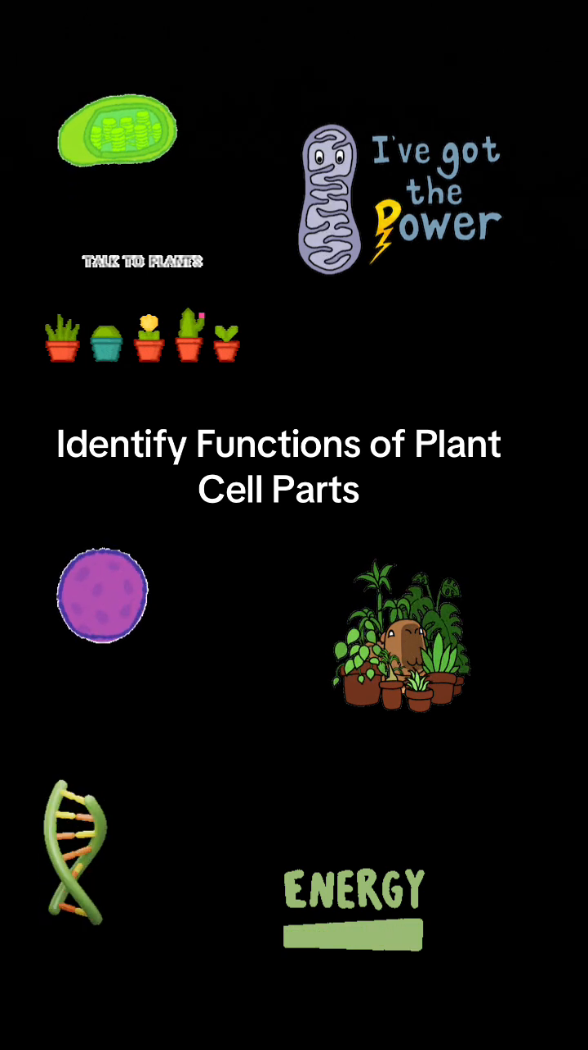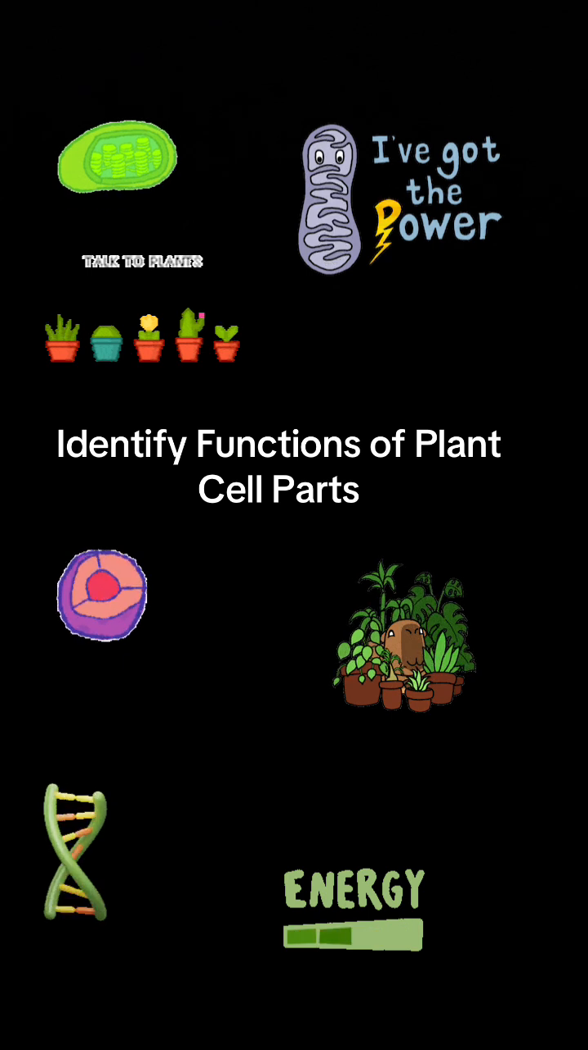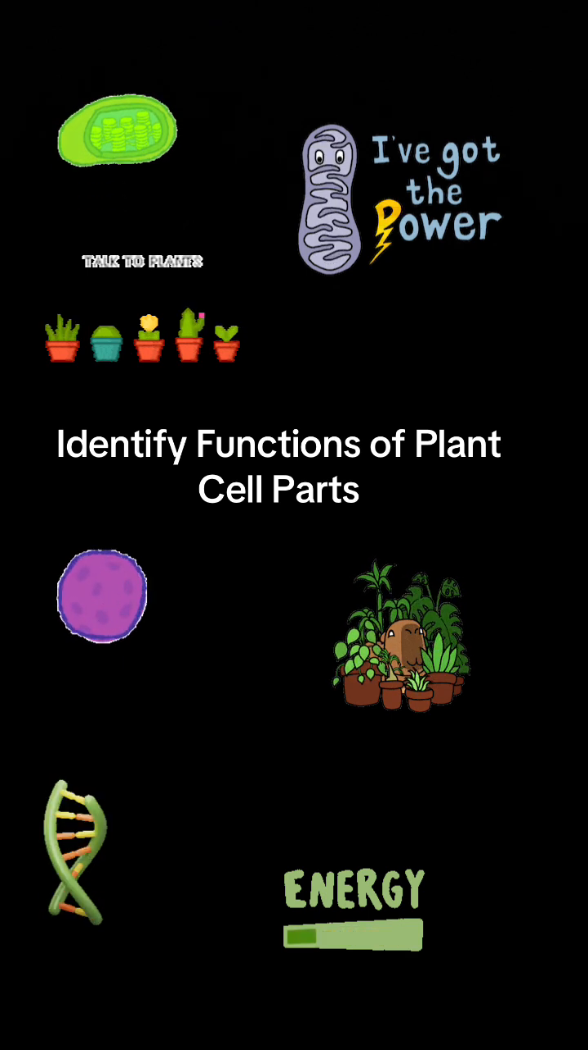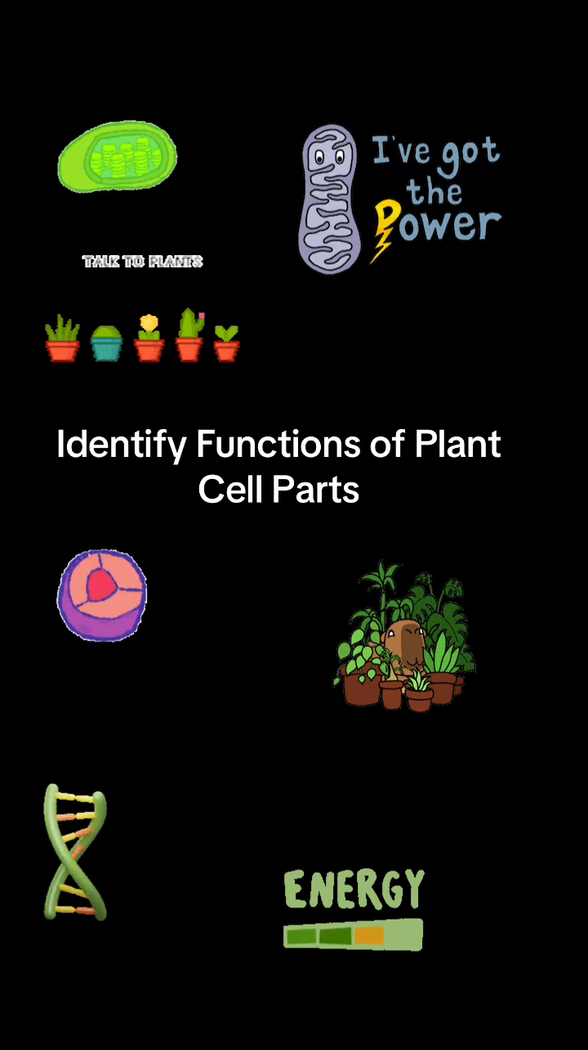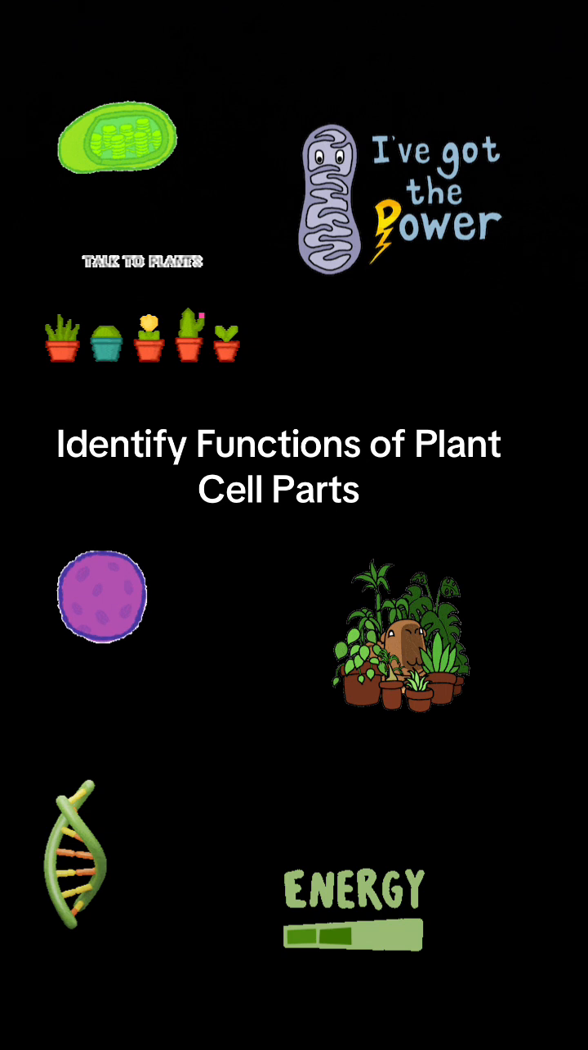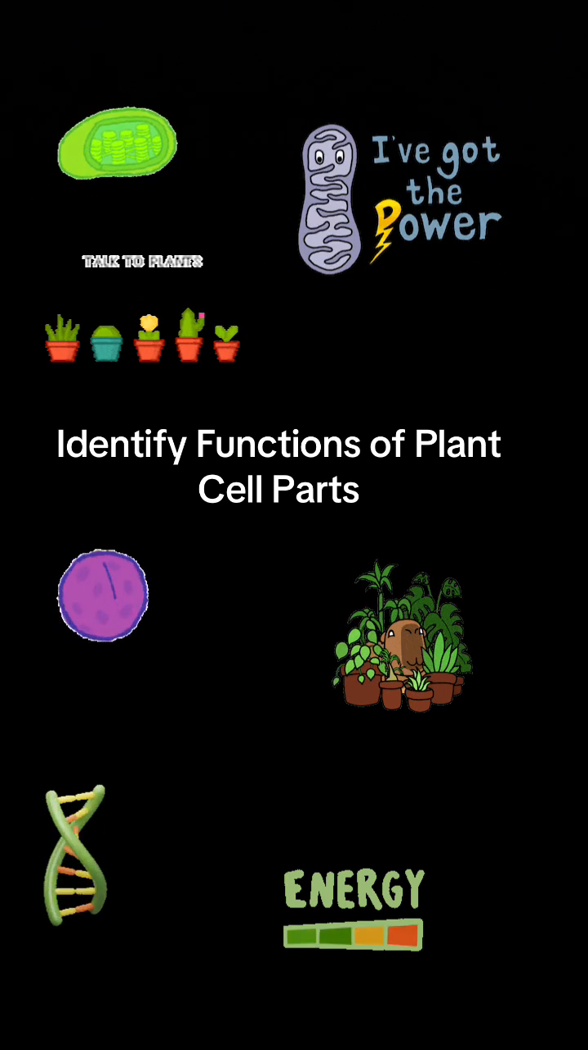Alright, what is a cell wall? Correct. It is a rigid outer layer made of cellulose, providing structural support and protection to the cell. Alright, let's continue to learn the key features of a plant cell.